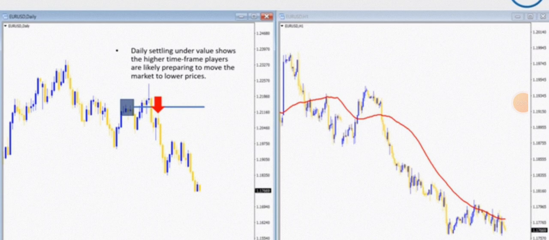So we've seen the contraction. We've seen the expansion, that first and second expansion leg. Now we're seeing that price settling, which clues us into prices are probably going to now move downward. So we're in preparation for that move.